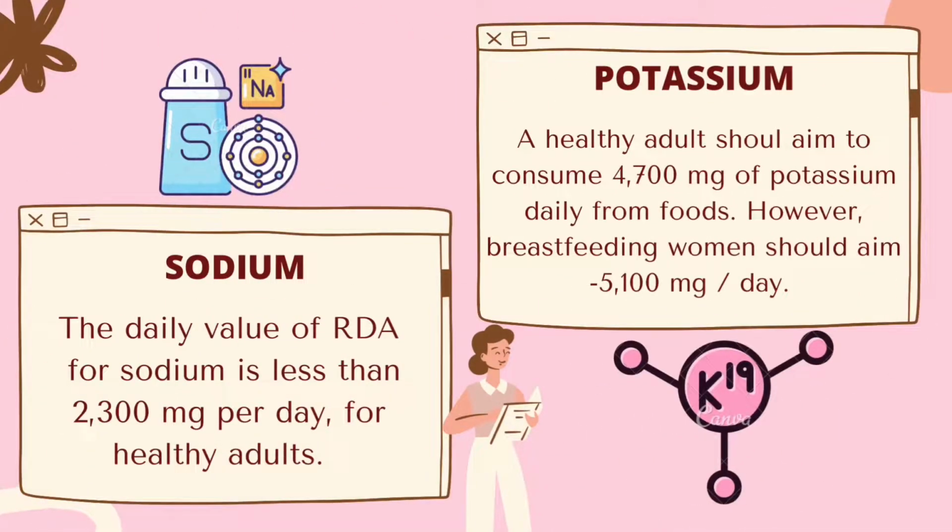Sodium. The daily value of RDA for sodium is less than 2,300 mg per day for healthy adults. Potassium. A healthy adult should aim to consume 4,700 mg of potassium daily from foods. However, breastfeeding women should aim for 5,100 mg per day.